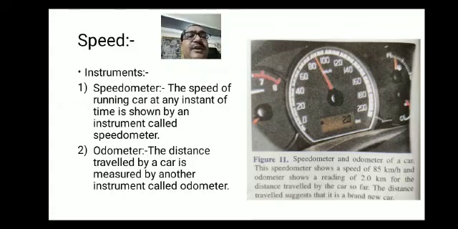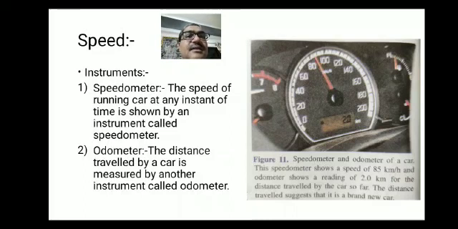So what are the speedometer and odometer? First let's discuss the speedometer. The speed of an object can be measured by the speedometer, and the odometer measures the distance an object has traveled. In the picture on the right side, take the example of a car. With how much speed is the car traveling? It is 85 kilometer per hour, and the odometer reads 2 kilometer. This is a new car, and it has traveled 2 kilometer.